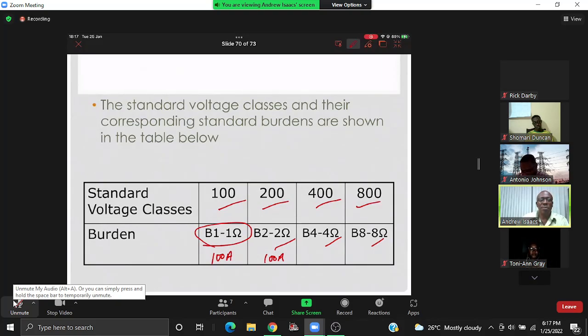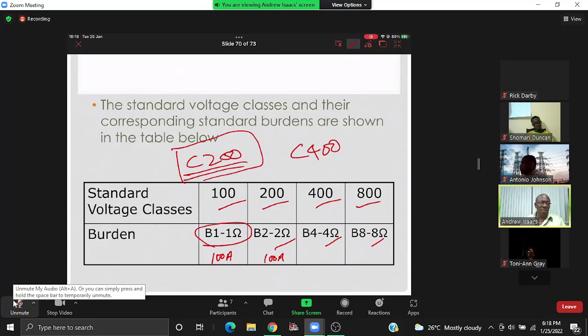And so for your class C CTs, in terms of how we represent them, it is denoted by C with the output voltage. So you have a C200. What that is saying is that the CT can give you a maximum of 200 volts at 20 times the rated current, or in other words, at 100 amperes. So at 100 amperes, it will give you a maximum voltage of 200. Similarly, you'd have C400, C800, and C100.